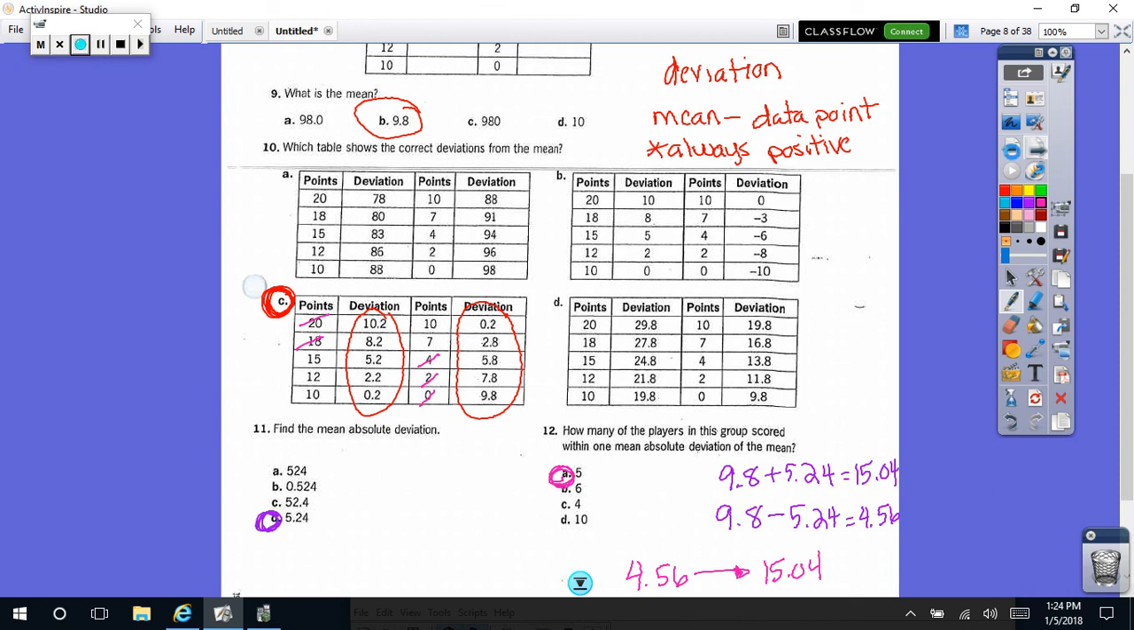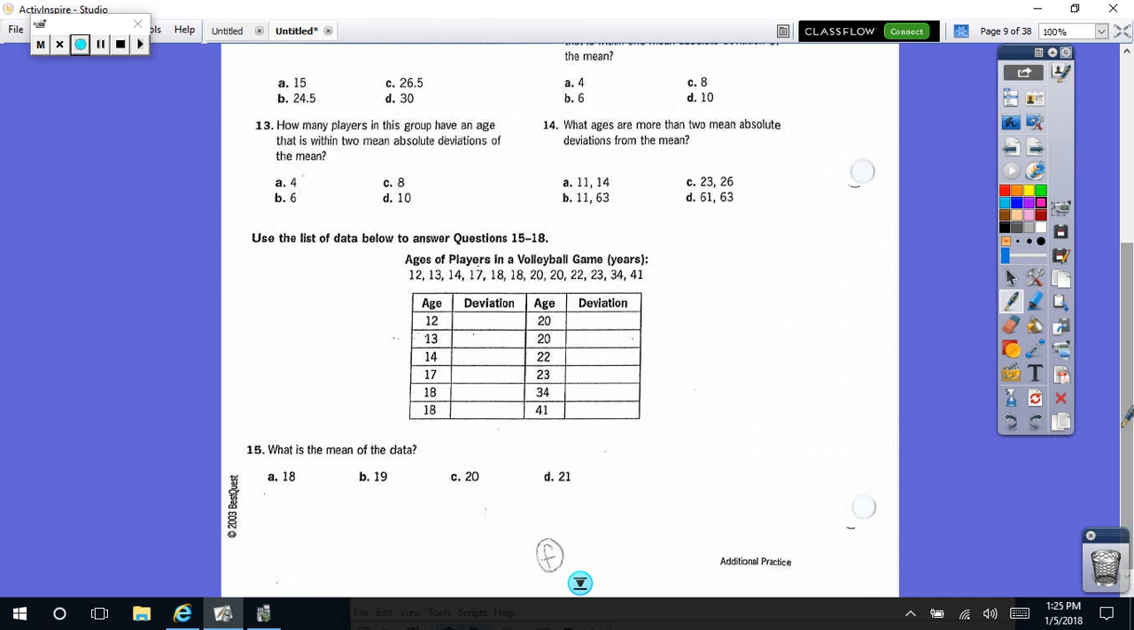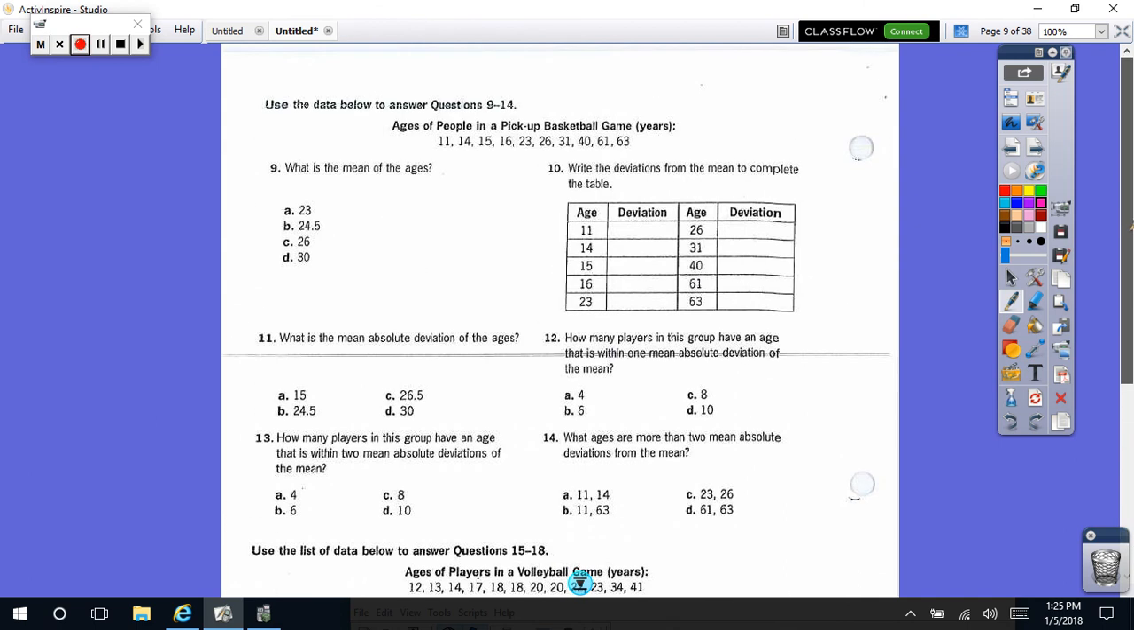Okay, flip it. Okay, again, same type of question we just did. Let's see, 9 through 14, I'll go right here with this ages of a pickup basketball game. So y'all go ahead and enter those numbers in your calculator, and I will do it also.